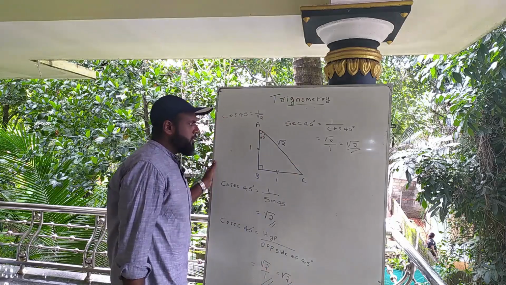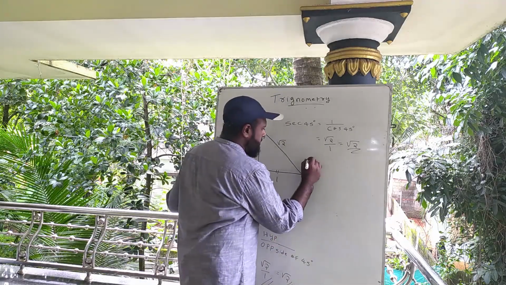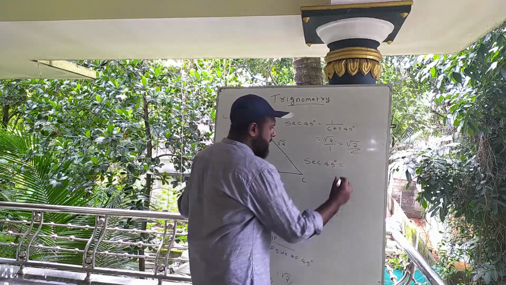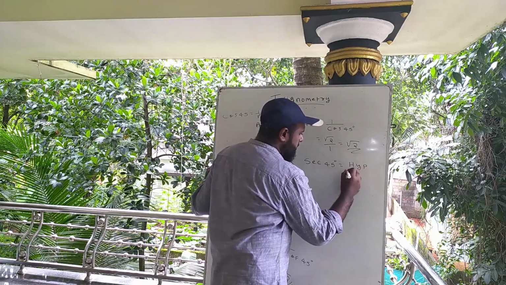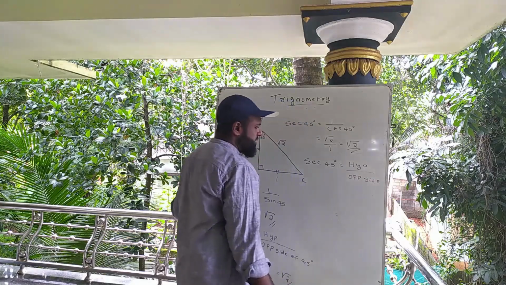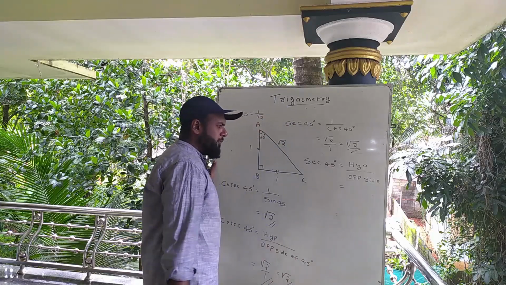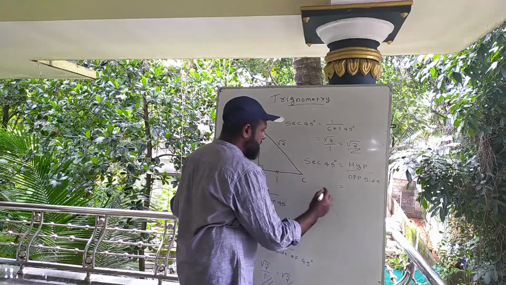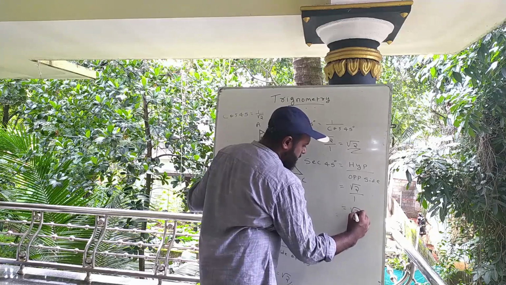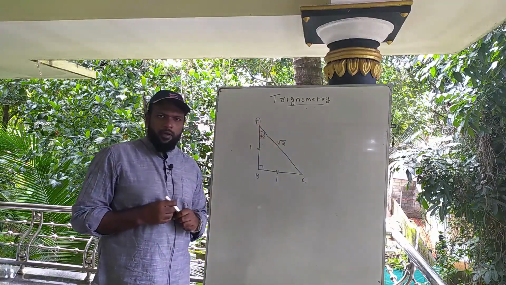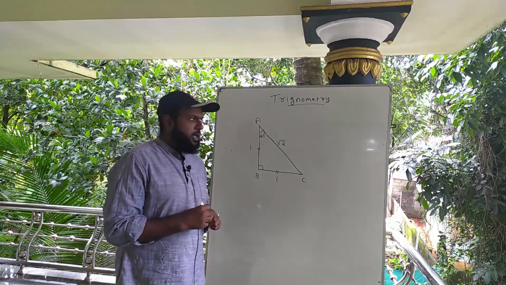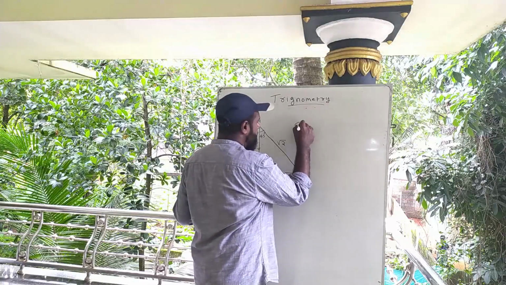We can find the same sec 45 in another way. Sec 45 degree equal to hypotenuse by opposite side of x, that is hypotenuse divided by opposite side of x. What is the hypotenuse here? Root 2. The opposite side is 1, so root 2 by 1 equal to root 2. Here we have learned sin 45, cos 45, tan 45, cosec 45, sec 45, and next we have to learn what is cot 45.